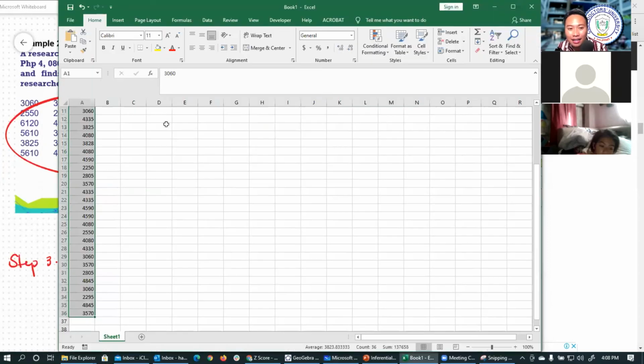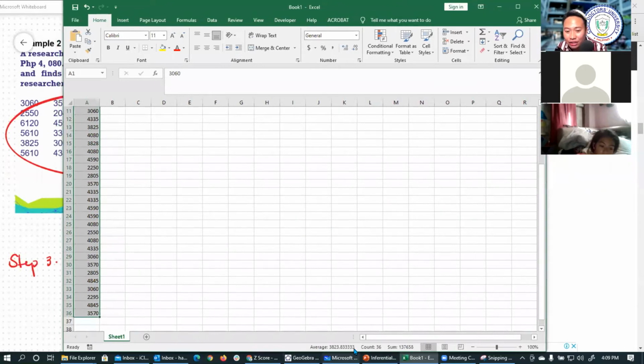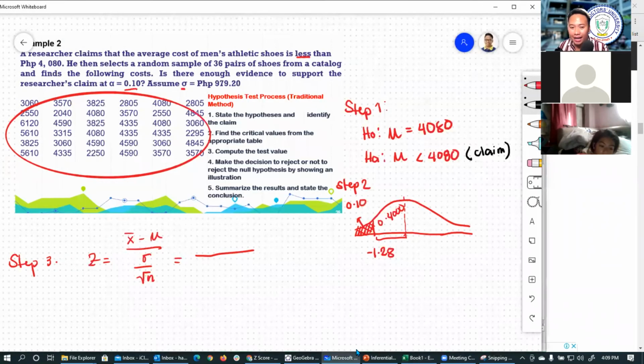Using my Excel, I have listed all the scores that we have here in this format. So I have typed all the scores or all the prices. I'm just going to highlight it, go down to the last item. So I have 36 items. At the bottom part of your Excel, guys, you would see the average there. See this? The average is 3,823.83.